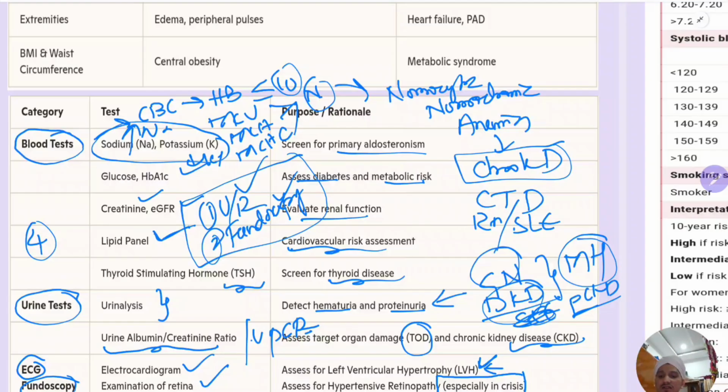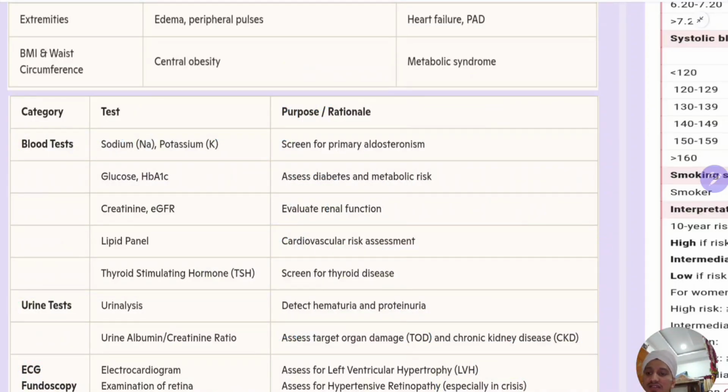Baseline, the retina will show grade 1 and grade 2 changes, that is AV nipping, copper wiring and silver wiring. Hemorrhages, cotton wool spots, hard exudates and papilledema are all advanced changes which one can see in malignant hypertension, hypertensive emergency or severe eye disease. So these are the basic first line investigations.